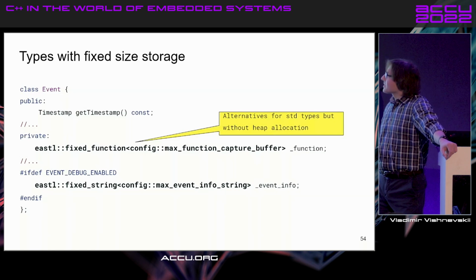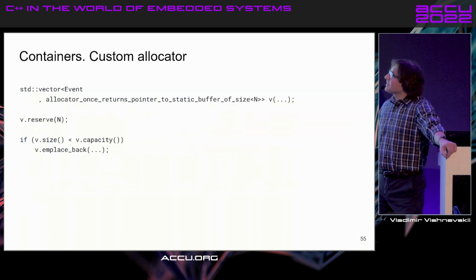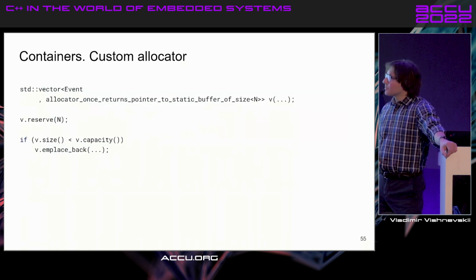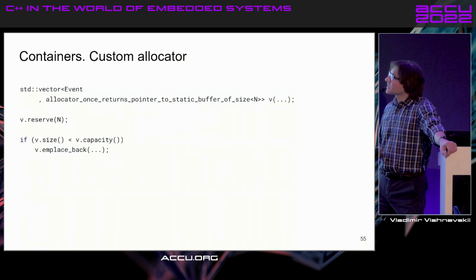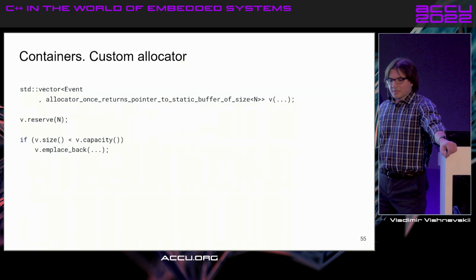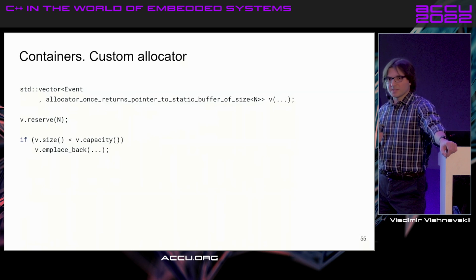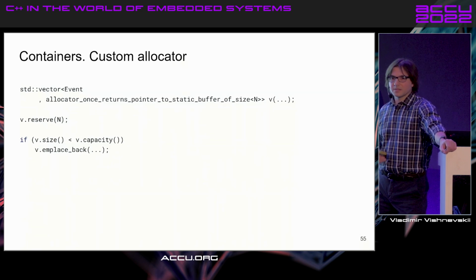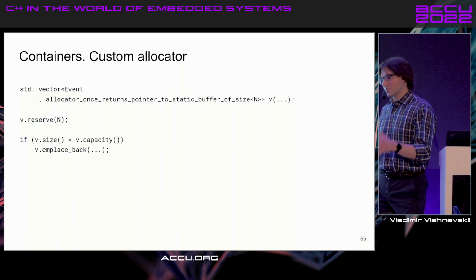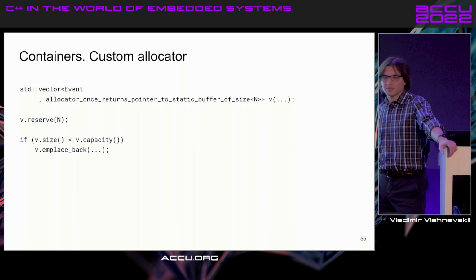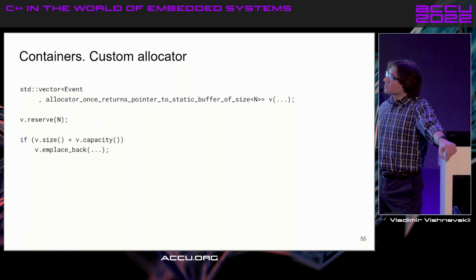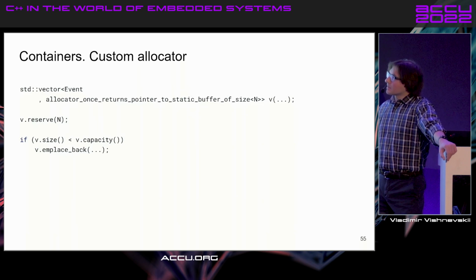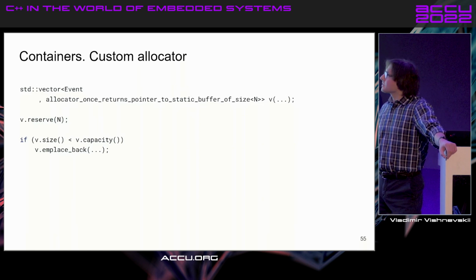Yeah, so this was highlighted here, sorry. Our event type we need to store in some container. If we would like to use the standard vector for this, we will definitely need to provide a custom allocator, one that has some embedded storage, for example statically allocated, and provides the storage to the vector using the standard allocator interface.